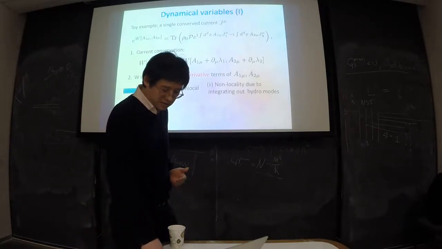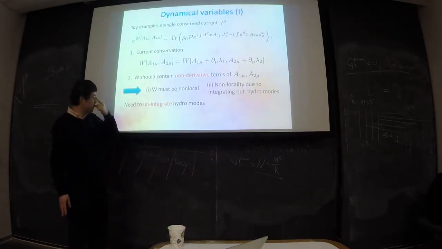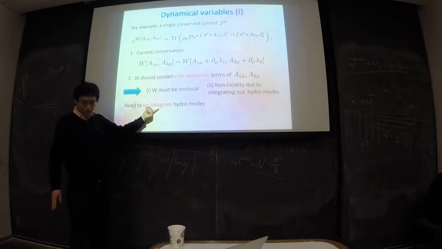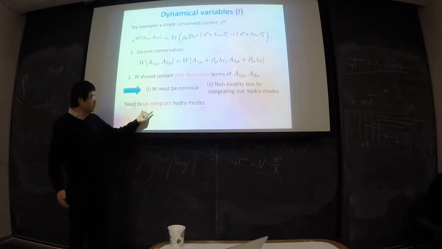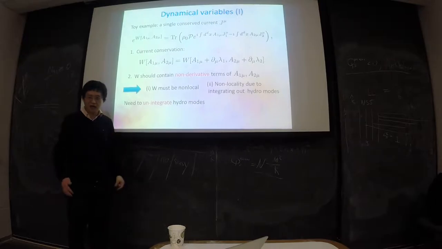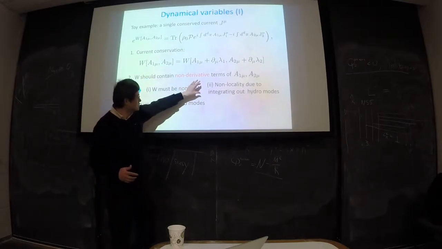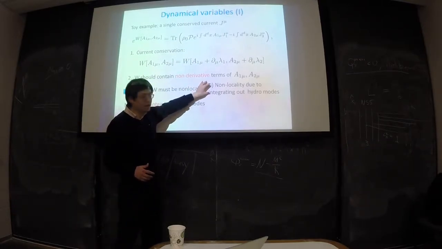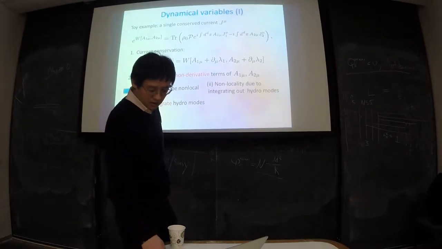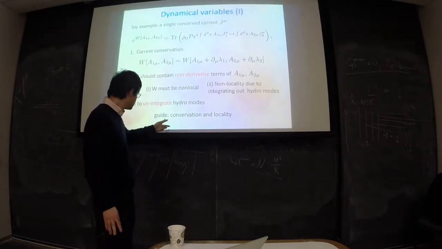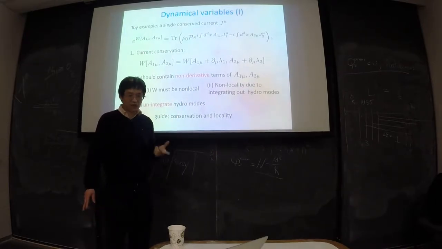So now let's unintegrate this hydrodynamic mode. Our purpose is to obtain the action of the hydro mode, so we need to unintegrate this back. Normally, when you unintegrate something back, it's difficult. But here I claim, based on these two, the non-locality being only due to integrating out the hydro mode and this conservation, we can actually do that. The guide is the conservation and the locality. Once you unintegrate these modes, the resulting action must be local, okay?